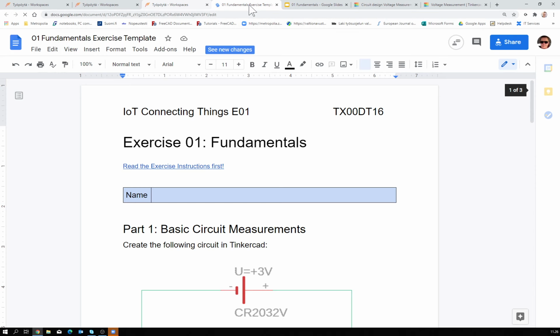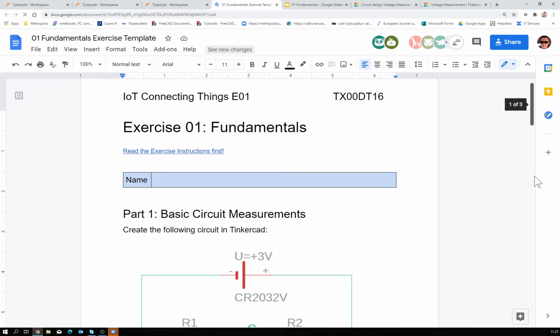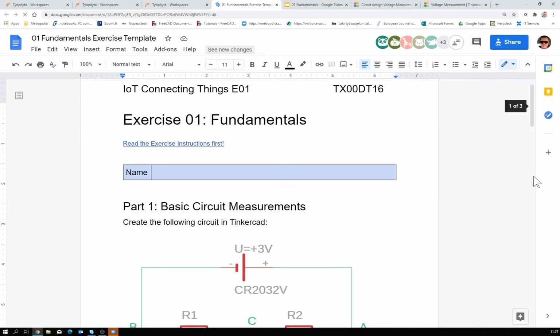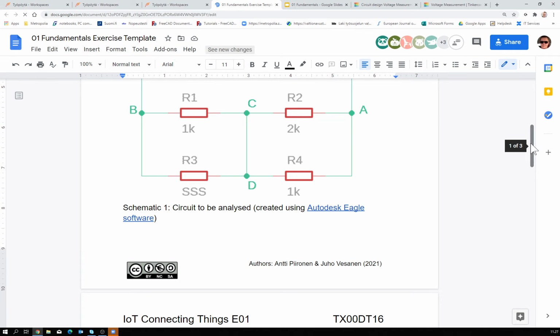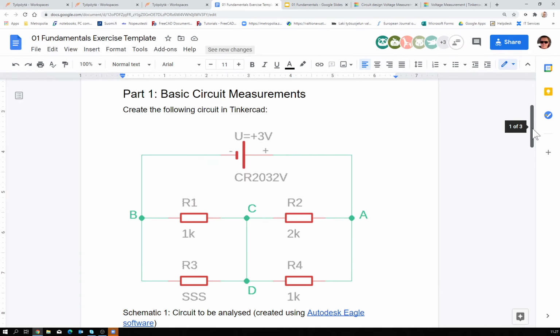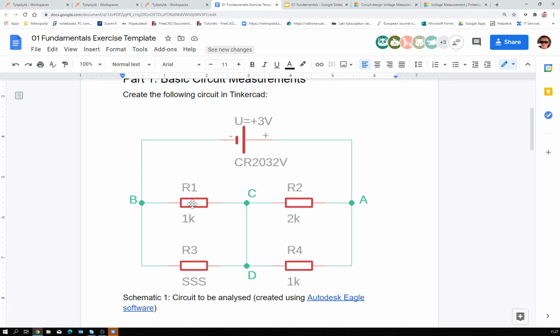There is a circuit diagram, and the first part is to create this in Tinkercad. This 3-volt battery here actually is the same as the bottom battery.